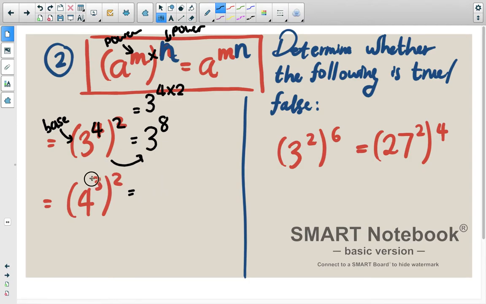Okay, so what about this one? Power dia 3 dan 2. So 3 darabkan dengan 2, so kita akan dapat 4 kuasa 6.